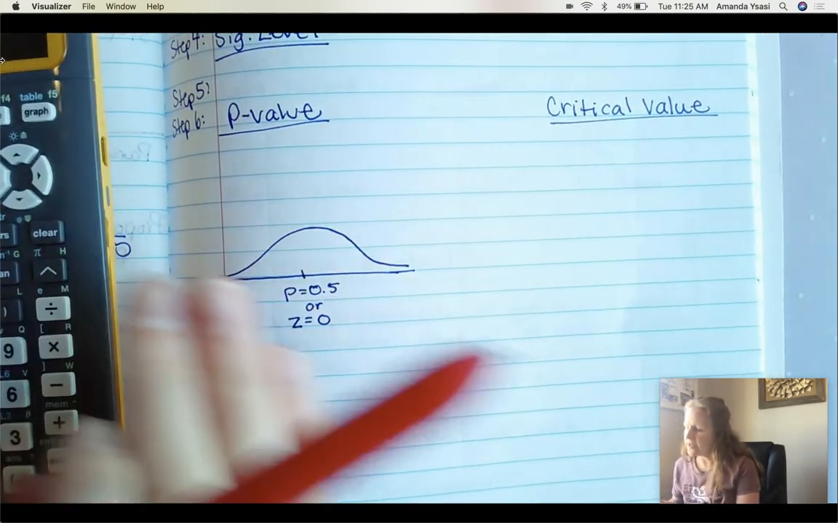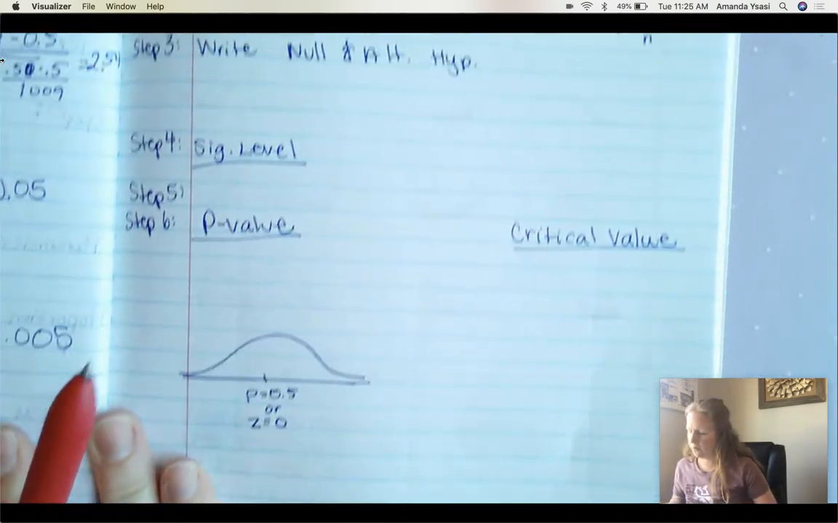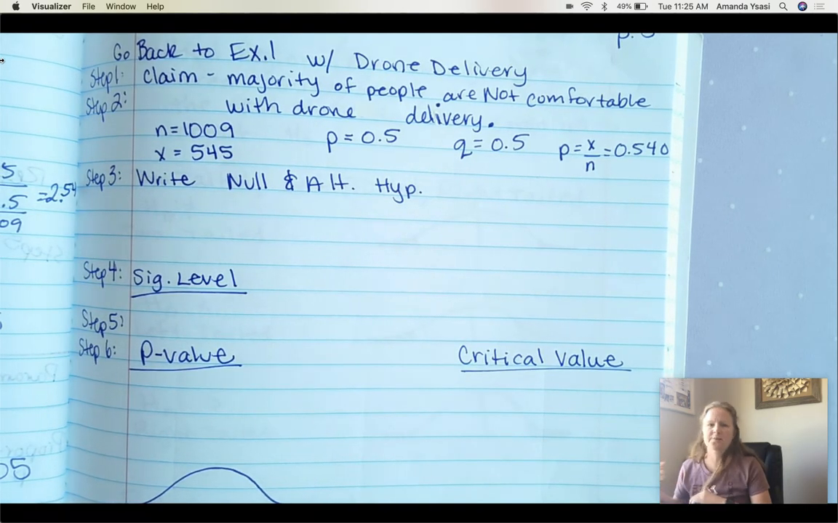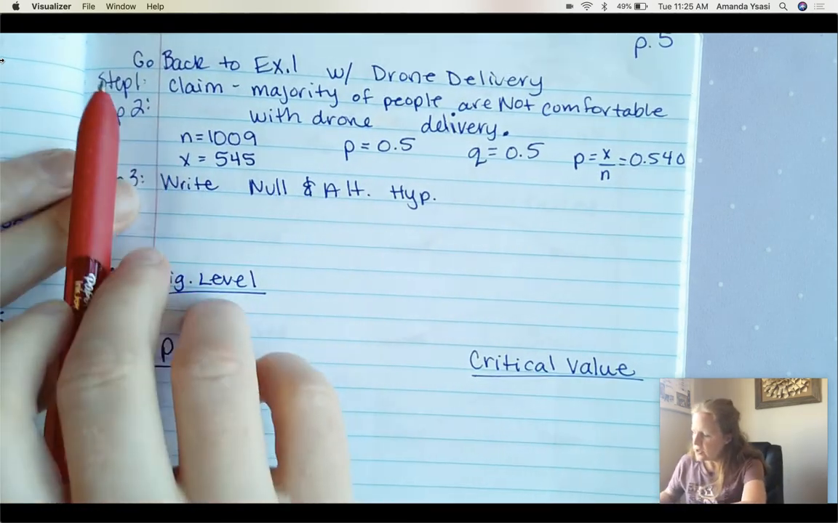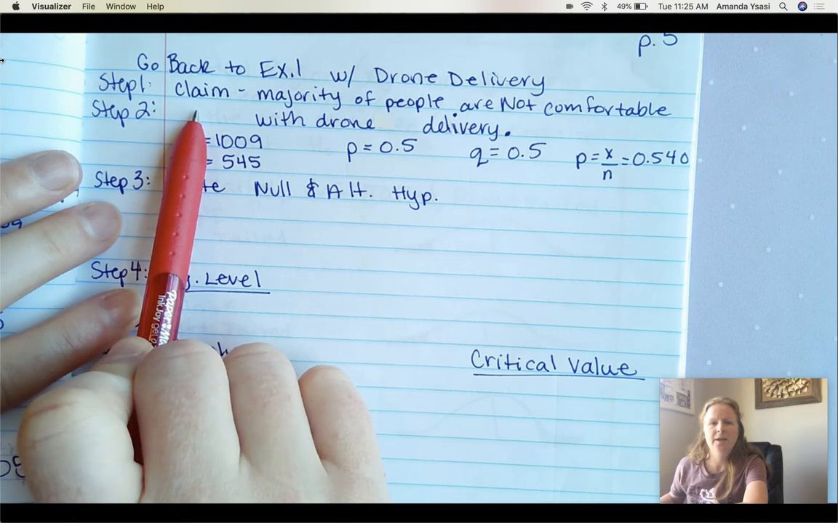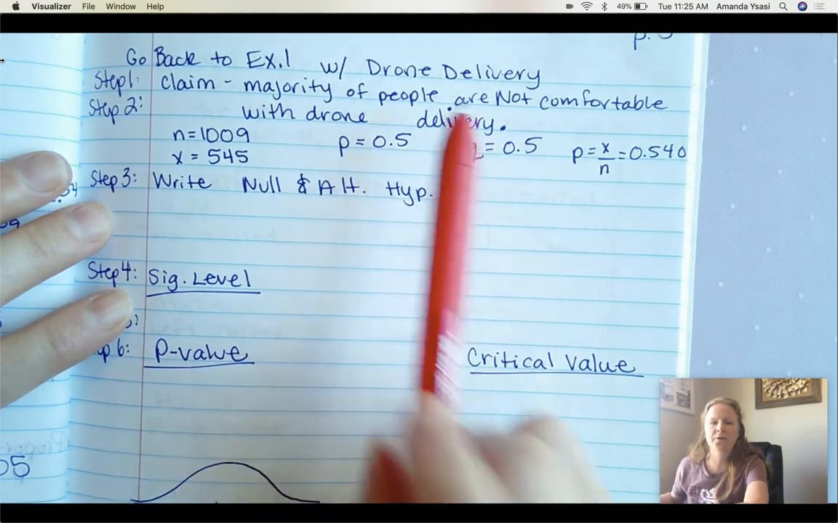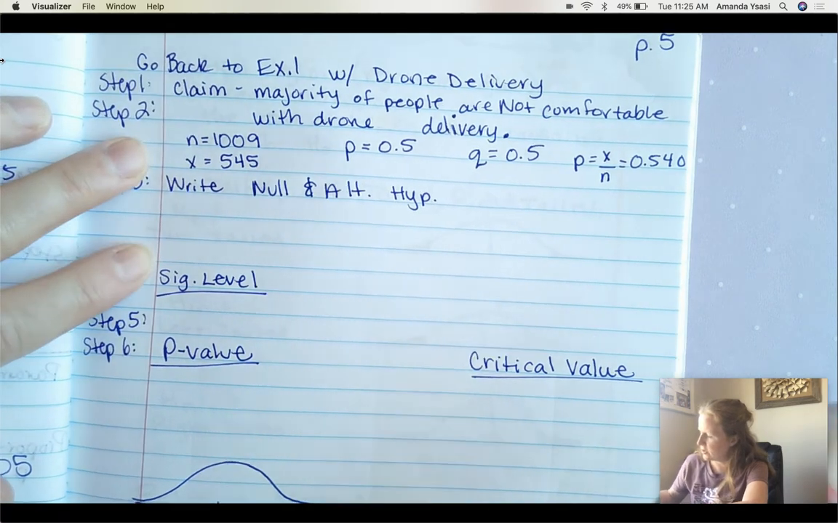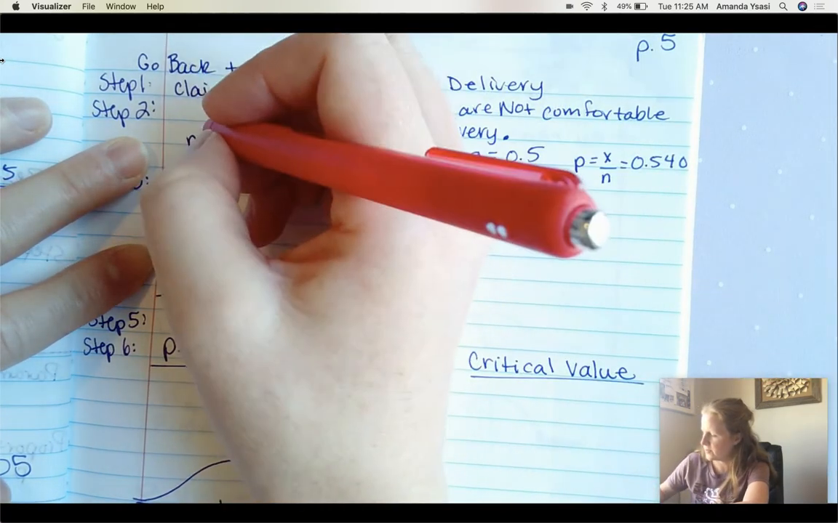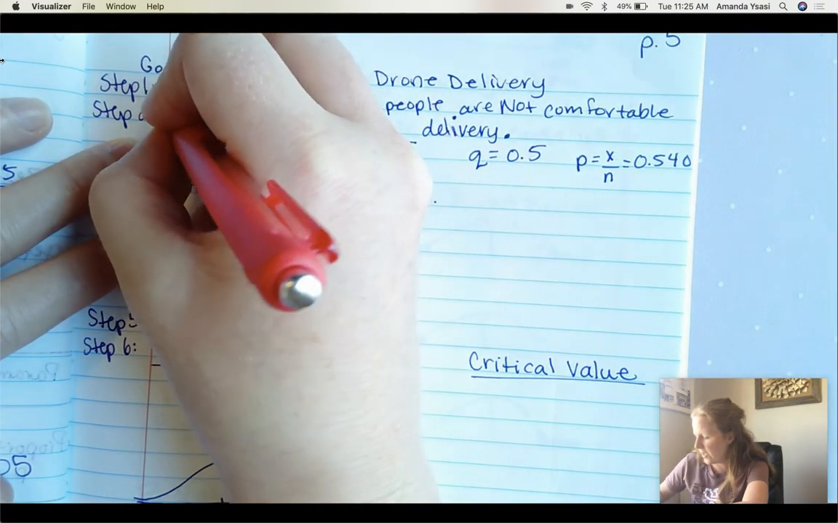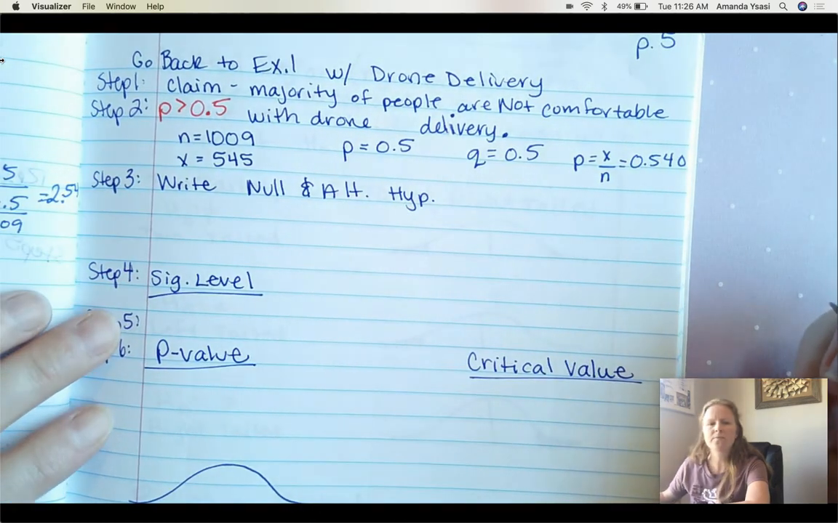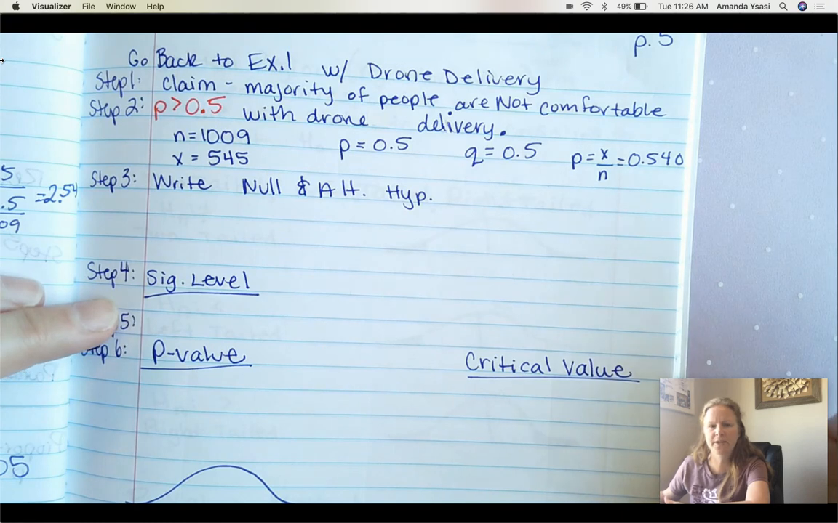All right, go back to example 1 with your drone delivery. We are going to write as much as we can on this, and we're going to refer back to this back and forth as we talk about it. So step 1 was your claim: majority of people are not comfortable with drone delivery. So step 2 is you're going to write it symbolically. So p is greater than 0.5. Majority means more than 50%.